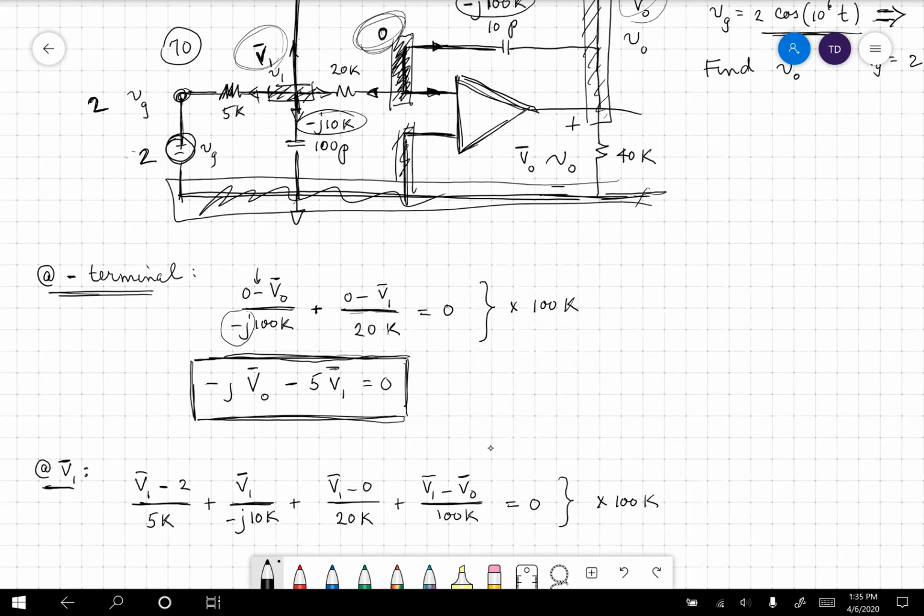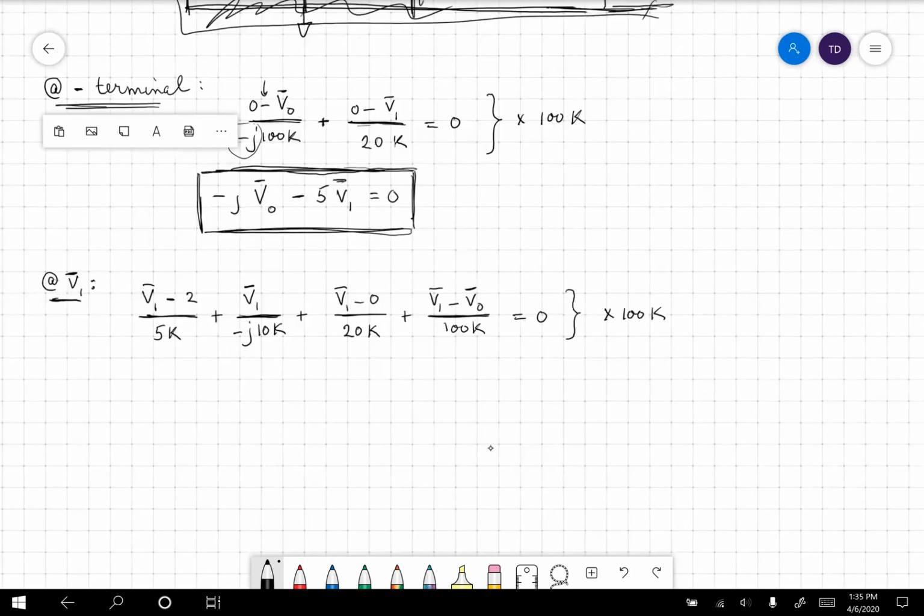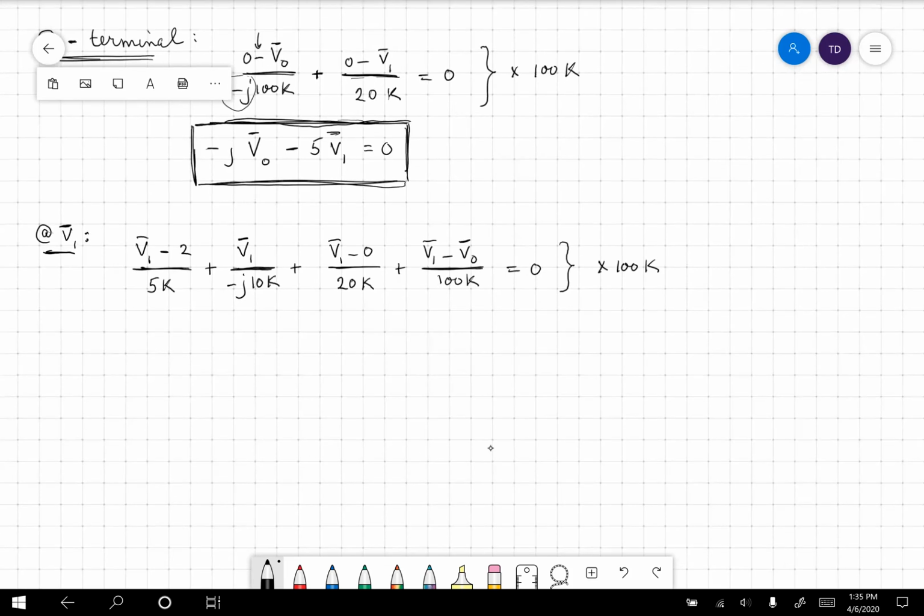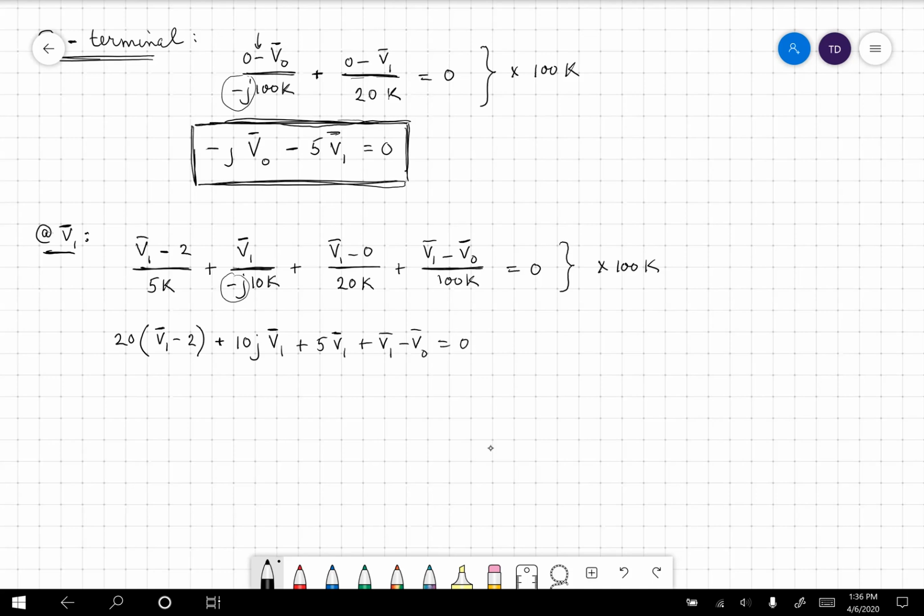I think if we multiply this one by 100K also, we'll be in very good shape. So when I multiply by 100K, I get 20 times V1 minus 2. Take the minus J, bring it to the top, it's a positive J, plus positive J, 100K divided by 10K, 10J V1. 100K divided by 20K is 5, plus 5 V1. 100K divided by 100K is 1, plus V1 minus V0 equals 0.